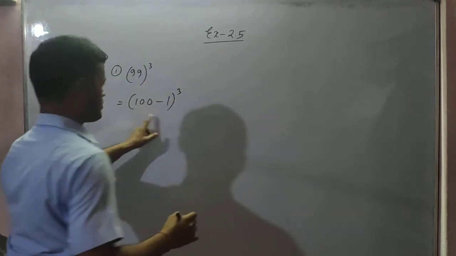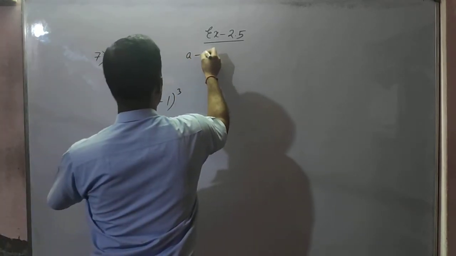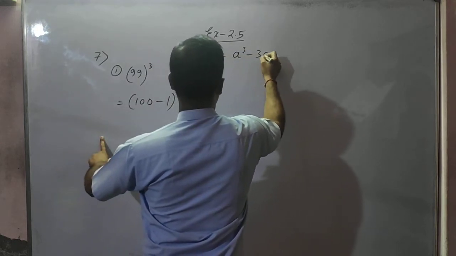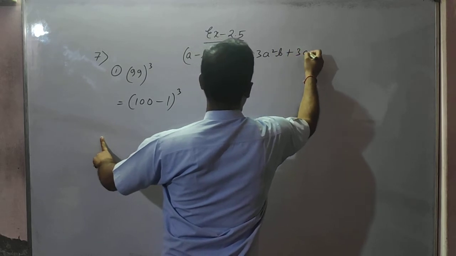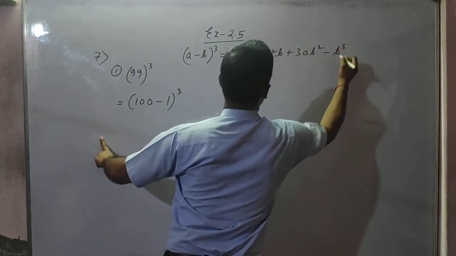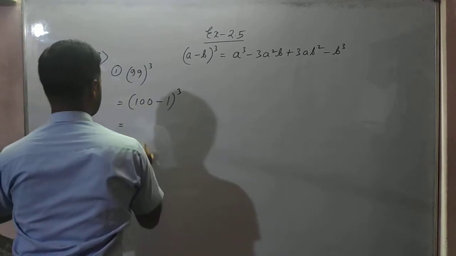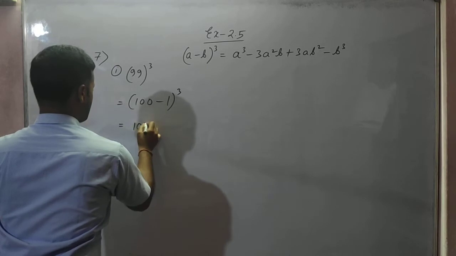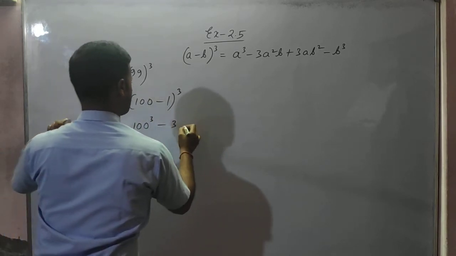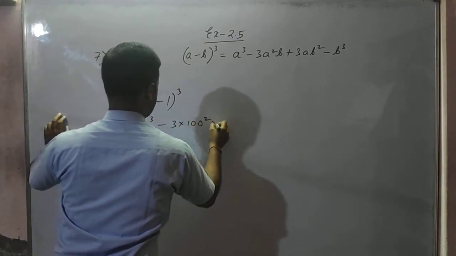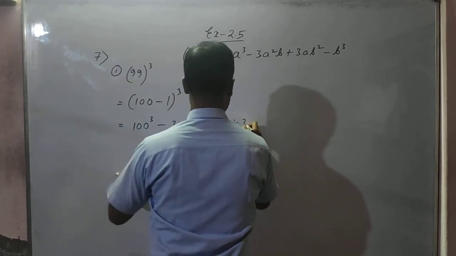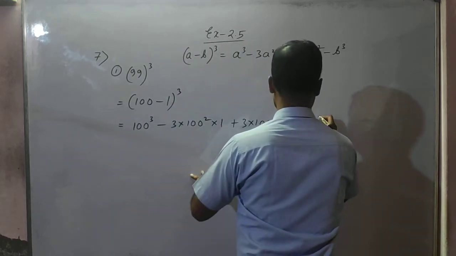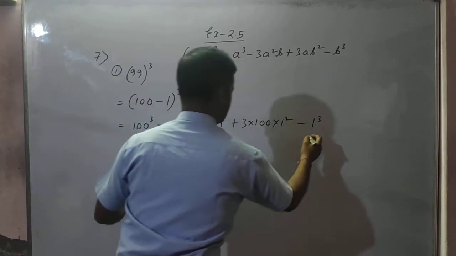So this is of the form a minus b whole cube. A minus b whole cube, what is the formula? A minus b whole cube formula is a cube minus 3a square b plus 3ab square minus b cube, isn't it? So, students, 100 minus 1 whole cube, let us see how to do this. 100 cube minus 3 into 100 square into 1 plus 3 into 100 into 1 square minus 1 cube, isn't it?